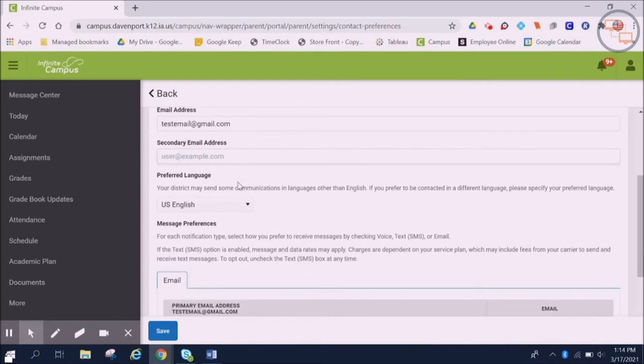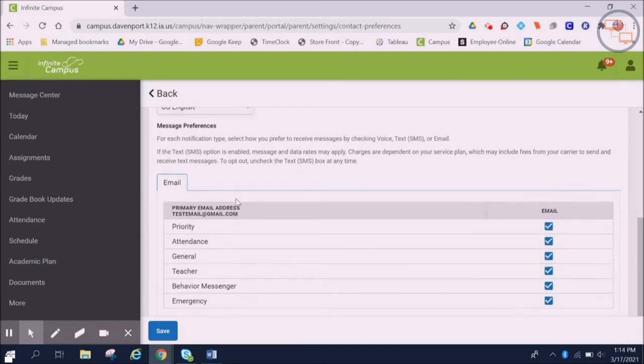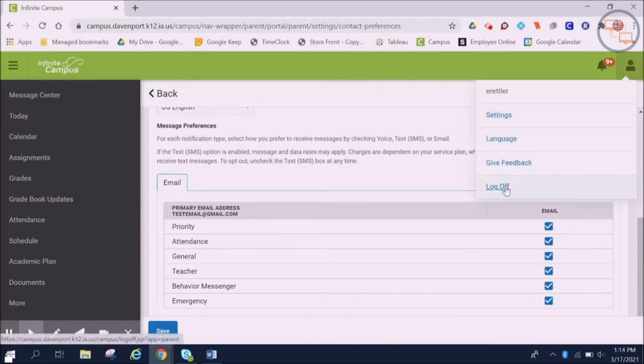Your preferred language may be selected. This would be the language you would be receiving communication. Your options are English, Spanish, or Vietnamese. Further down, you may update your message preferences by selecting which message below you would like to receive via email. After you have updated and modified all of the information, please hit the Save button and simply log out of your account. Any further information or questions regarding your parent portal account can be directed to your student's school building. Thank you and have a great day.